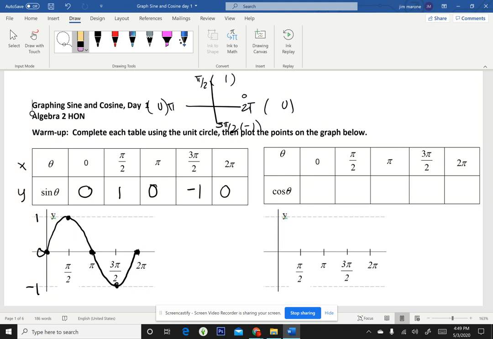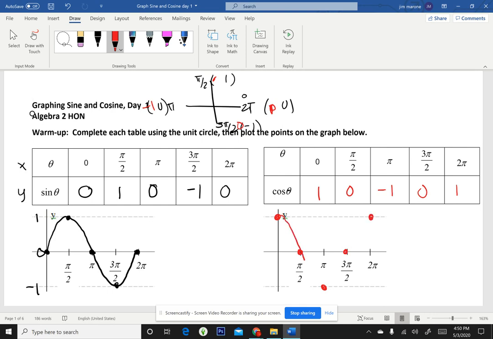The cosine is a little bit different. Now we're going to be looking at the x value of these points. So if theta is 0, the x value is 1. If theta is pi over 2, the x value is 0. If theta is pi, the x value is -1. 3 pi over 2, the x value is 0, and then we're going to come back to 1. So we can plot those points. First, we start 0, 1, and then pi over 2, 0. Pi, -1, 3 pi over 2, 0, and 2 pi is 1.